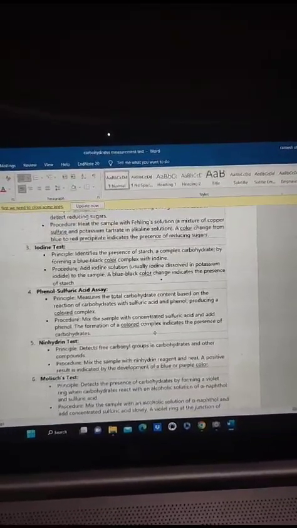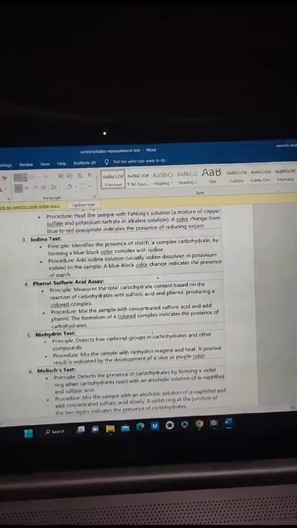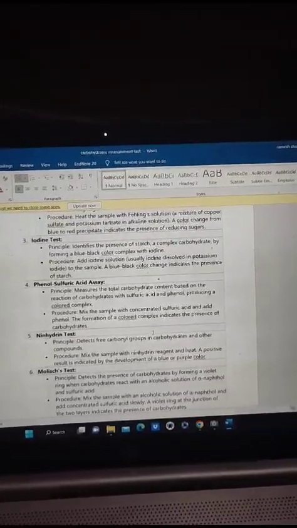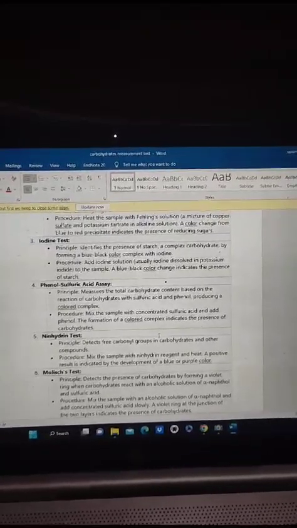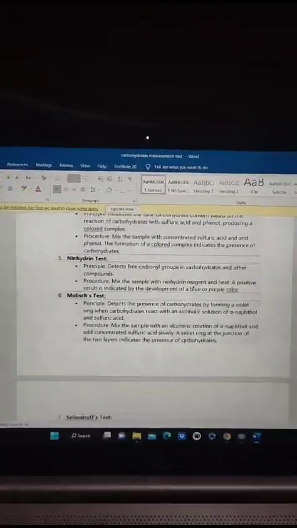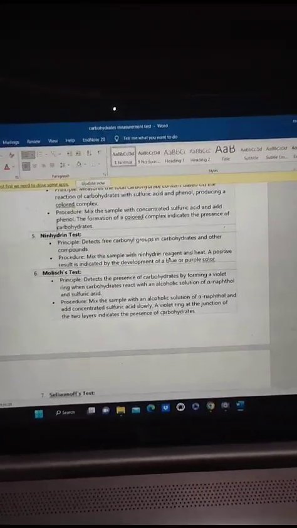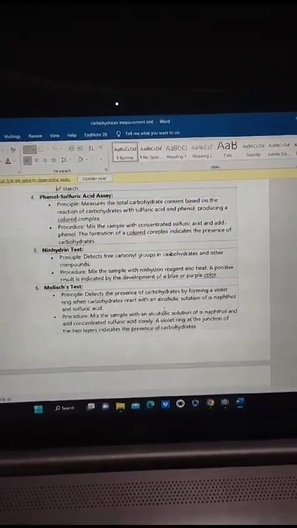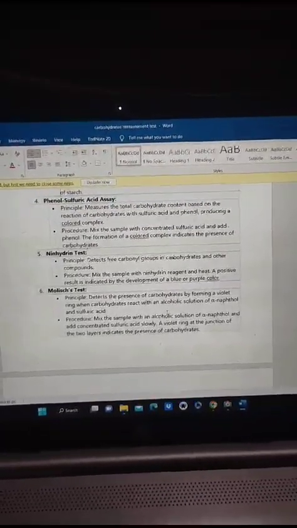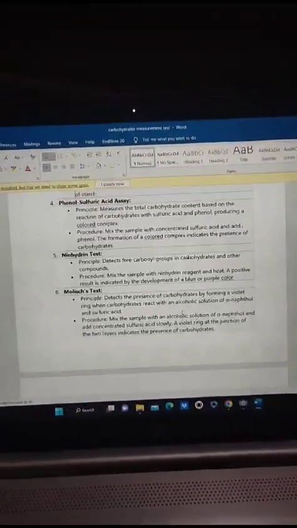Fourthly, we followed the phenol sulfuric acid assay, which measures the total carbohydrate content based on the reaction of carbohydrate with the sulfuric acid and phenol, producing a color complex. The procedure involves mixing the sample with the concentrated sulfuric acid and the phenol is added, which results in the formation of a color complex, which indicates the presence of carbohydrate.